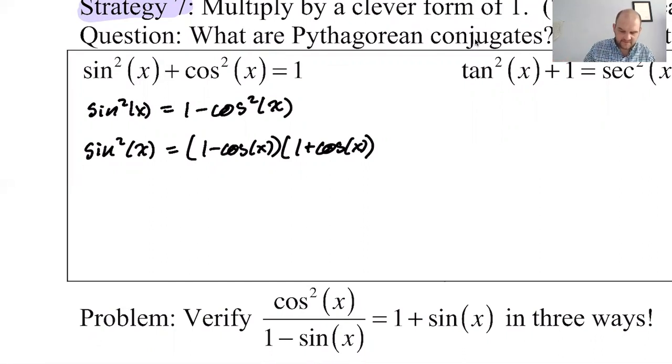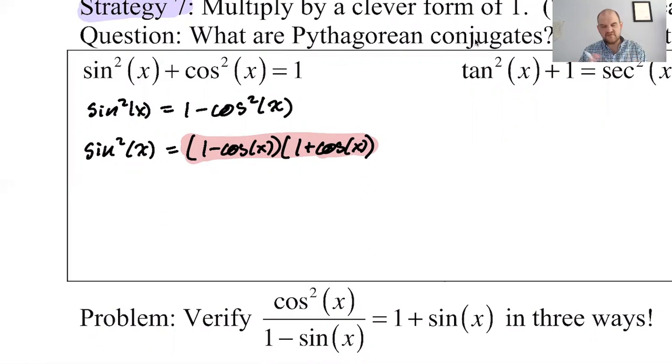This is a set of Pythagorean conjugates, so I'm gonna highlight them. These are Pythagorean conjugates because if you multiply 1 minus cosine, 1 plus cosine, you end up with just sine squared. You can just jump to it. Like it's gonna happen every time.